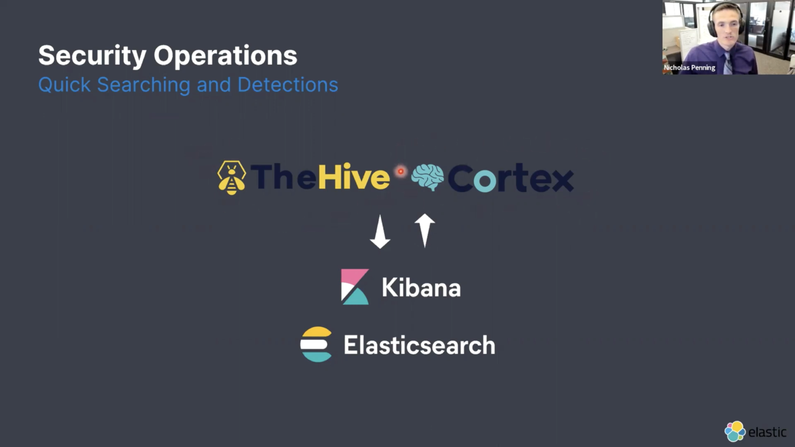Cortex allows you to enrich the current data. For example, you get an IP address as an observable in TheHive and you want more information on that IP. You could query URLhaus or other types of sources and ask, what do you know about this IP address? Domains, file hashes, you can do those types of things with Cortex, and I'll show that here in a second.